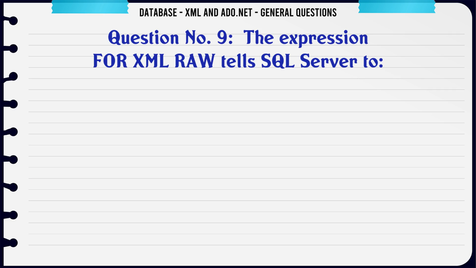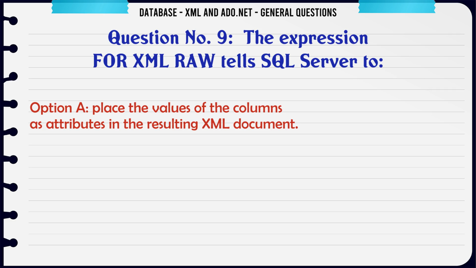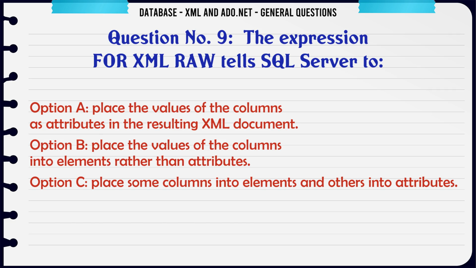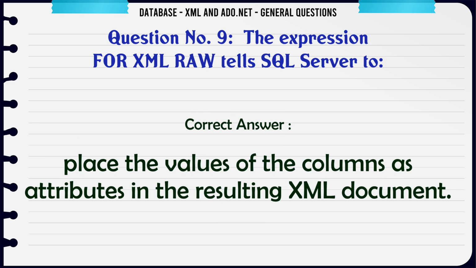The expression for XML RAW tells SQL Server to A. Place the values of the columns as attributes in the resulting XML document. B. Place the values of the columns into elements rather than attributes. C. Place some columns into elements and others into attributes. D. None of the above is correct. The correct answer is place the values of the columns as attributes in the resulting XML document.